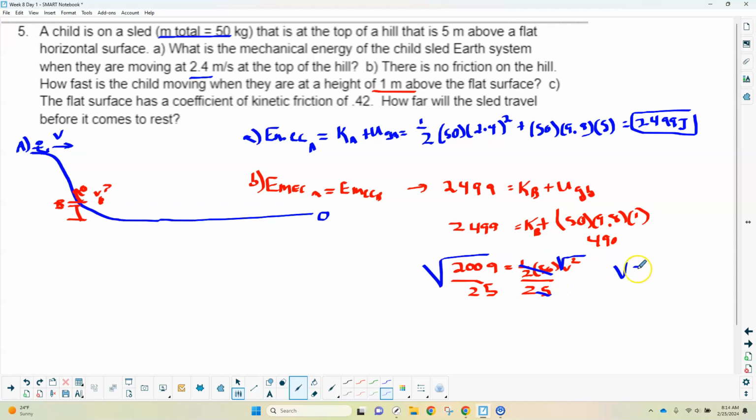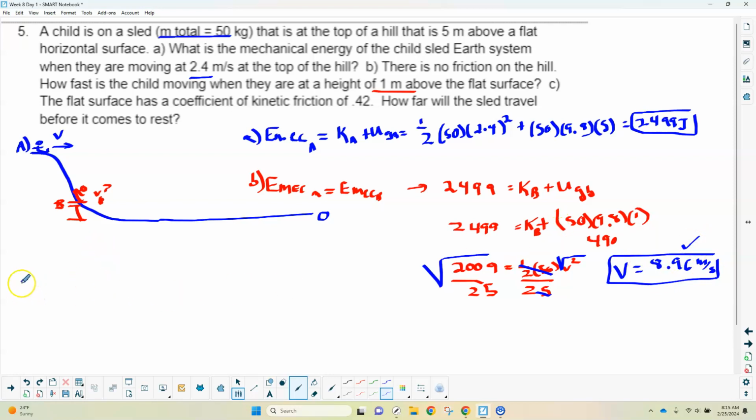So the velocity at part B, at the position 1 meter above the bottom of the hill or the flat section, is 8.96 meters per second. That makes sense because as you sled down a hill, you go faster. So the kinetic energy is increased and the potential energy is decreased.